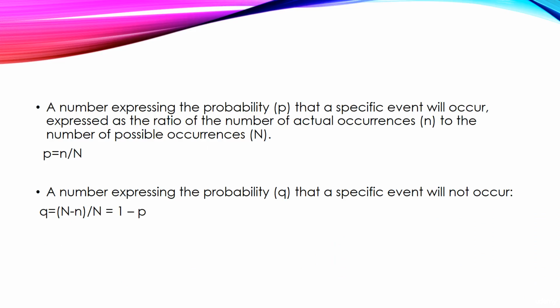A number expressing the probability P that a specific event will occur, expressed as the ratio of the number of actual occurrences n to the number of possible occurrences capital N, is P is equal to small n by capital N. A number expressing the probability Q that a specific event will not occur is Q is equal to N minus n by N is equal to 1 minus P.